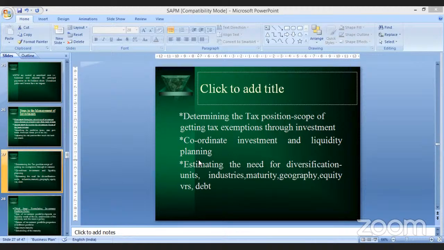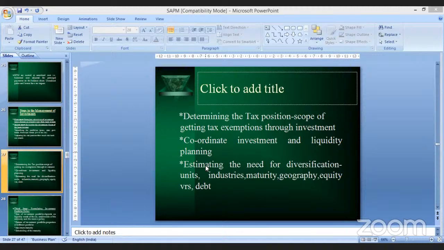Whenever you are investing, you need to coordinate your investment and your liquidity planning. That means you need to coordinate between your short-term and long-term investments. Short-term investments are generally meant for liquidity planning, and long-term investments are generally meant for actual investment, which can give you a good amount of return. Is it clear?